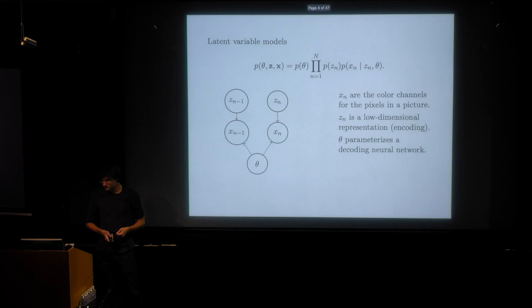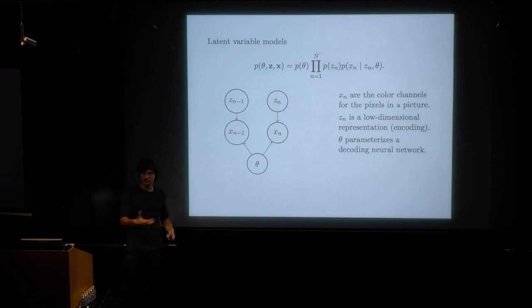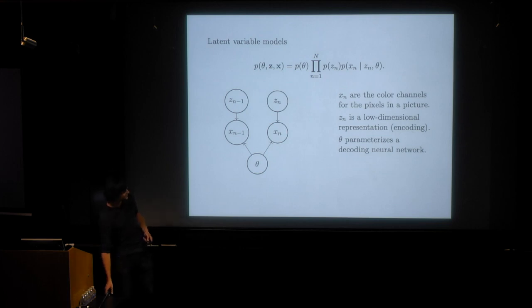Here's an example that's a bit more ML from visualization. So I have a bunch of images. My observations are going to be the color channels across the different pixels. My latent variable is going to be a low-dimensional representation of each image. But then what I'm going to have is a neural network that allows me to decode the low-dimensional representation back into an image. And so theta here is going to parameterize my neural network. But it's common to all the observations because the decoder is the same for all the images.